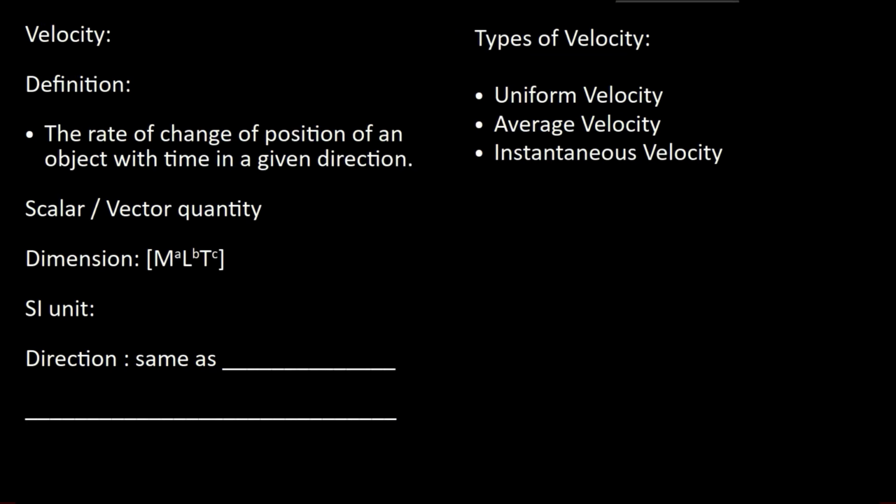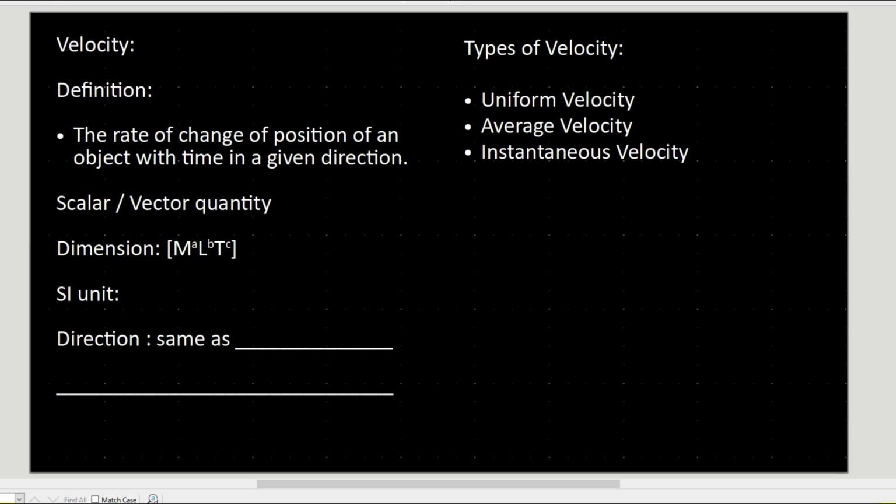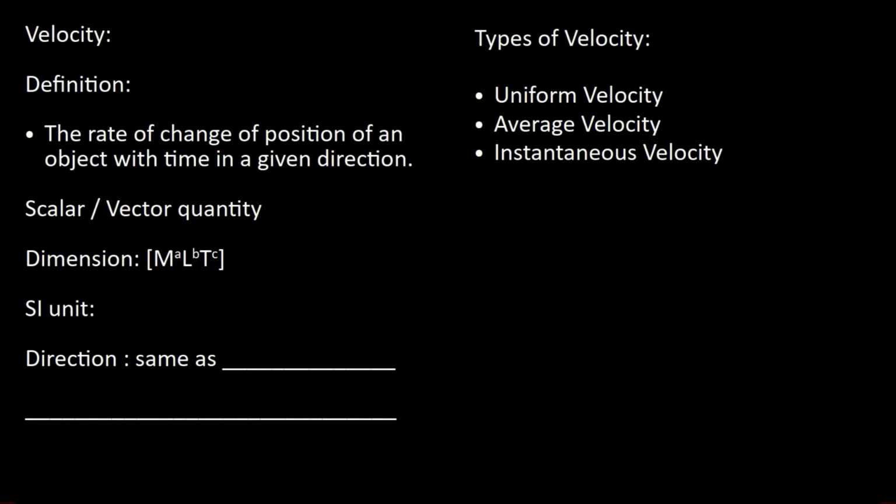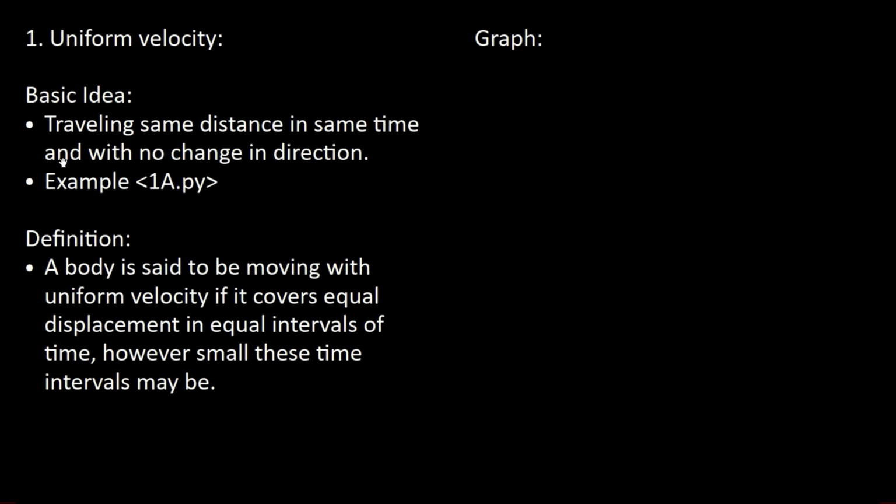Average velocity, quite simple. Next is your average velocity. So how is average velocity defined? Actually, we do have the definitions. So uniform velocity: when the object travels the same distance in the same time and with no change in direction, then it gives a scenario for uniform velocity.